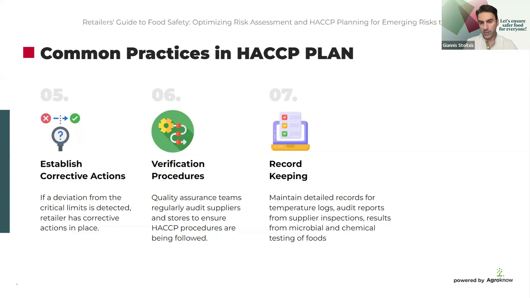And last but also important is to maintain detailed records for the critical control points, for instance temperature logs, audit reports from supplier and store inspections, and results from microbial, chemical and physical testing of foods. So these are the typical steps that we see right now being implemented in the retail industry as it comes to HACCP.